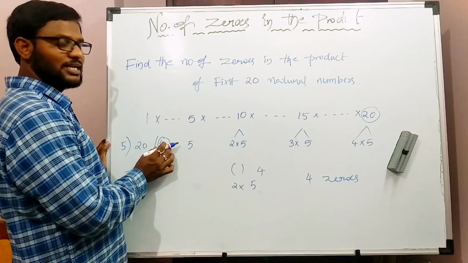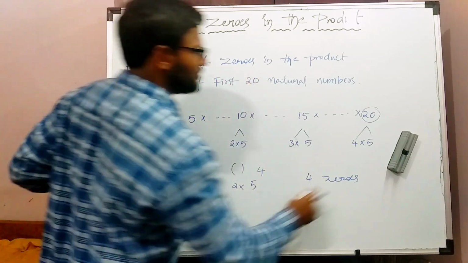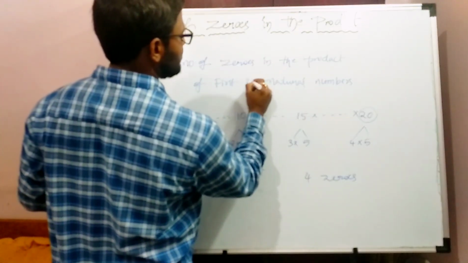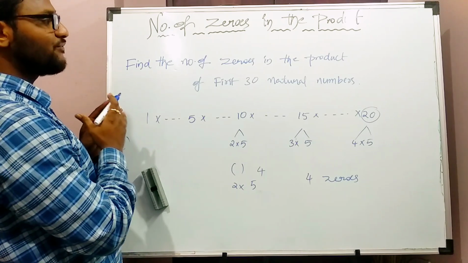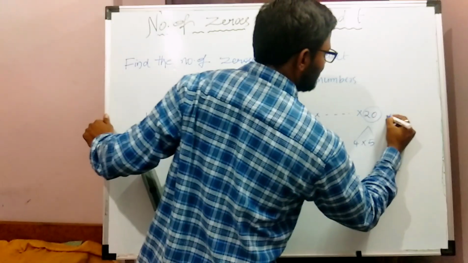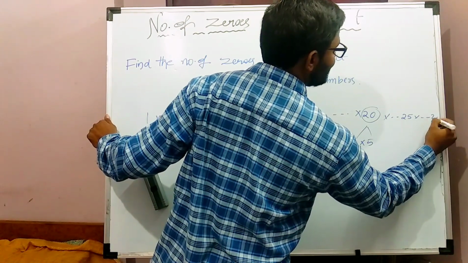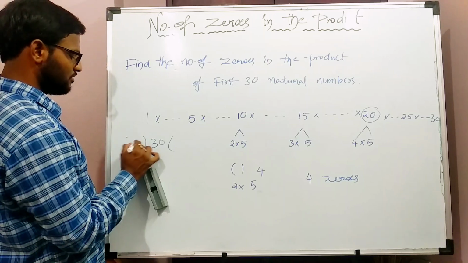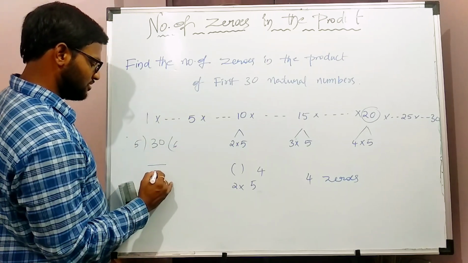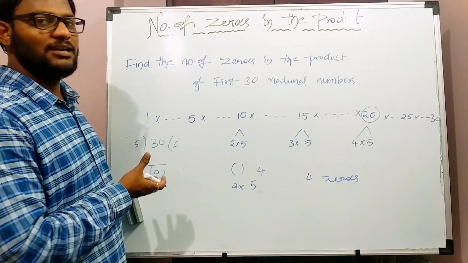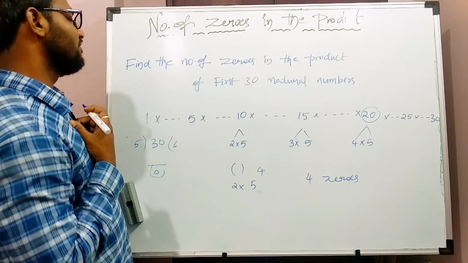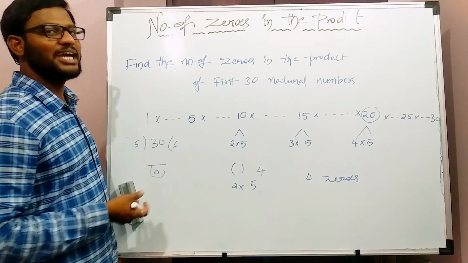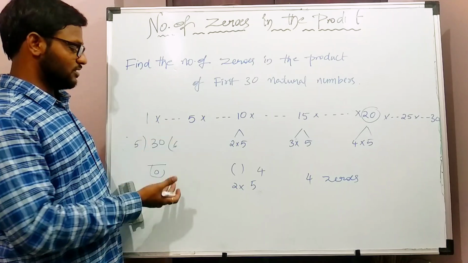Suppose if this quotient is more than 5, then what to do? See, same number, I am taking 30. Okay, product of first 30 natural numbers. In between there is 25 and 30. See, if you take 30 divided by 5, what will we get? Quotient will be 6. So are there 6 zeros in the end? Like previously, we have taken 20 divided by 5. So quotient is 4. So the number of zeros in the end is 4.